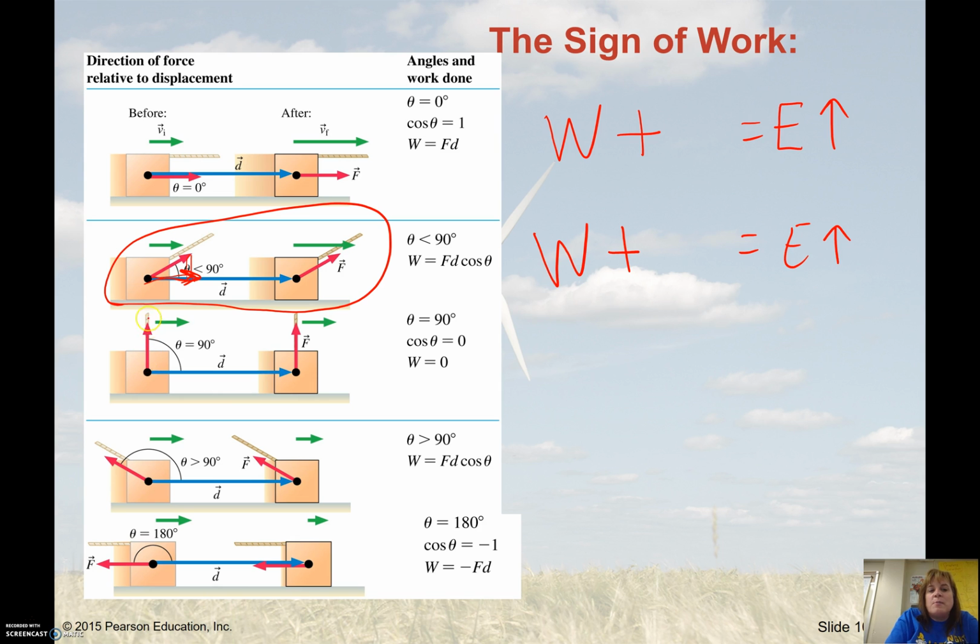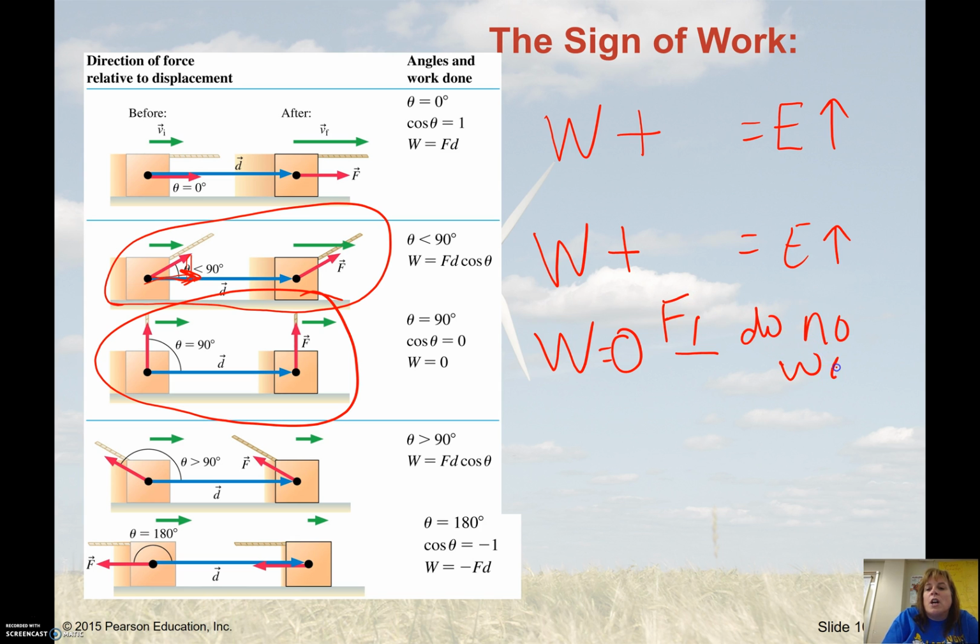Now here, notice my force vector in this scenario is perpendicular to the displacement. That means the cosine of 90 degrees is 0. So that means my work is 0. So perpendicular forces do no work. Perpendicular forces do no work. Very important.